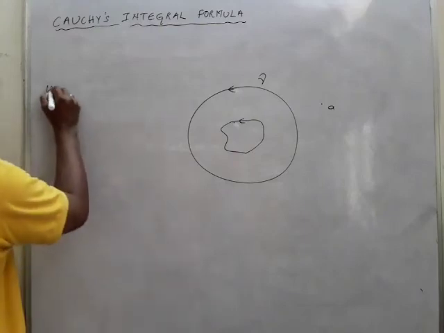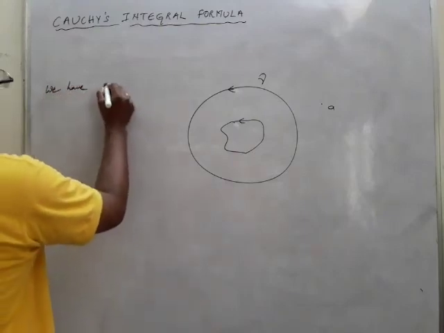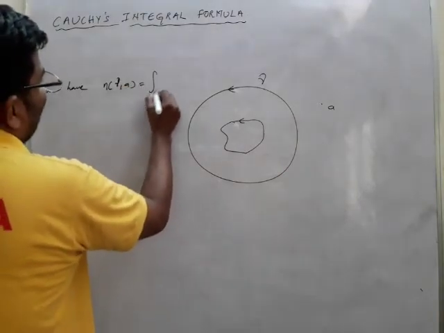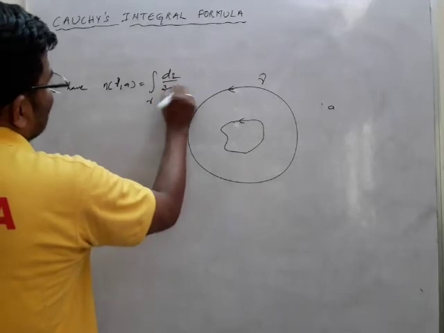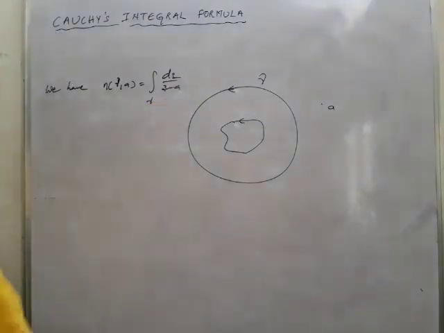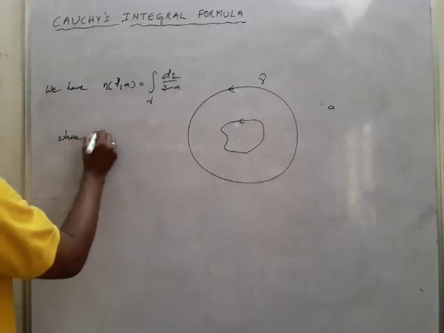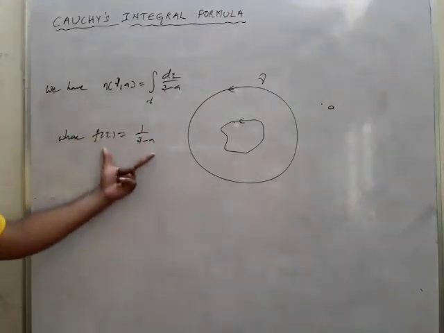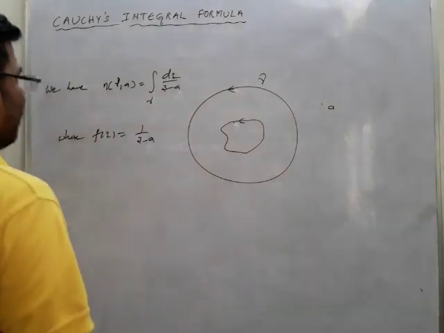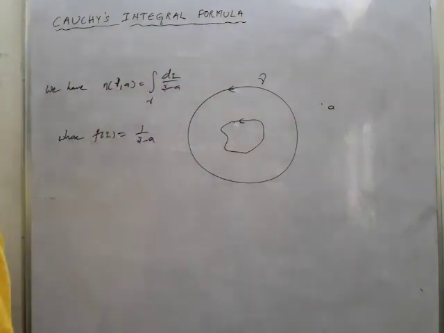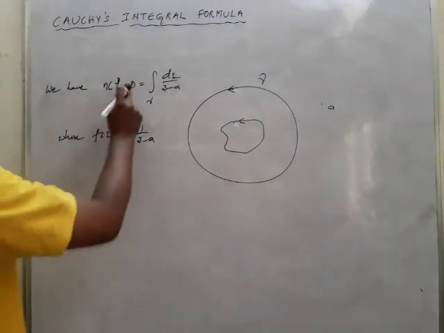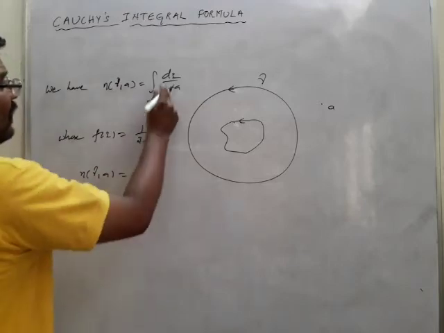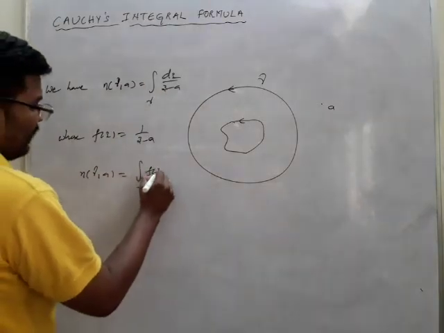What we have is n of gamma comma a is equal to 1 by 2 pi i integral gamma dz by z minus a. I'm taking f of z equal to 1 by z minus a. So what I will get now is n of gamma comma a is equal to the integral over gamma of this, which is nothing but f of z dz.